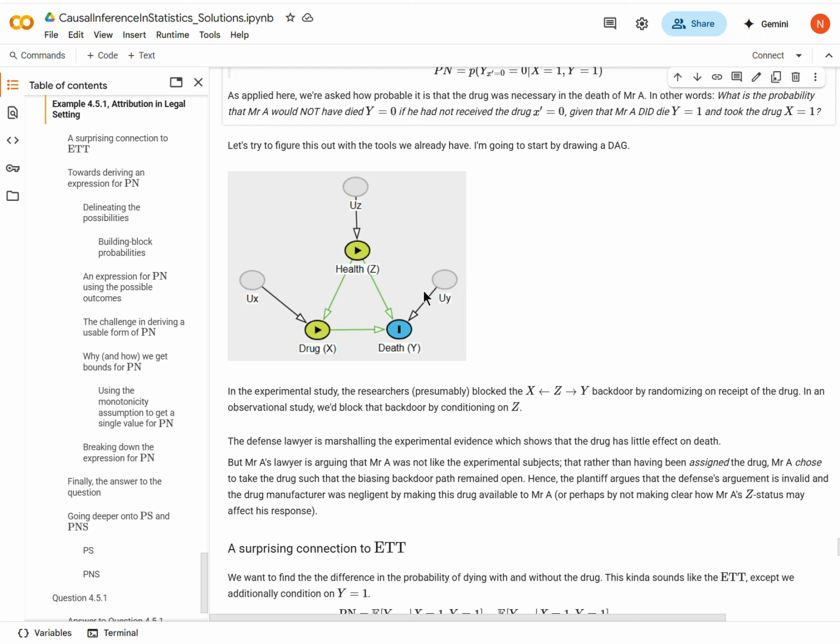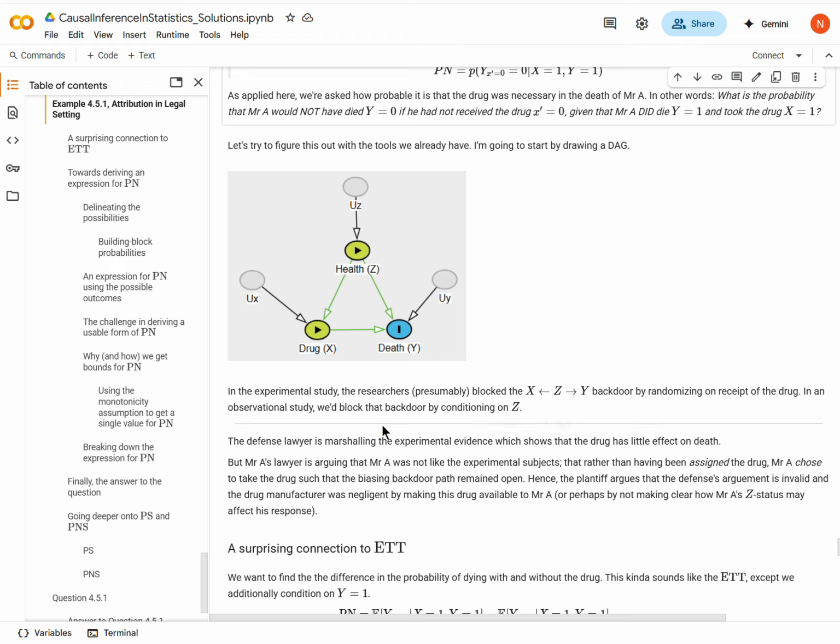Now, presumably in the experimental study, the first thing to notice about this is that the effect of the drug on death is confounded by health here. And so in the study, they would have randomized who received the drug, and that would have blocked this backdoor path to get a direct effect of the drug on death. Now, if we don't have randomization at our disposal, we would have to condition on health, on Z, to also get an unconfounded effect of drug on death.